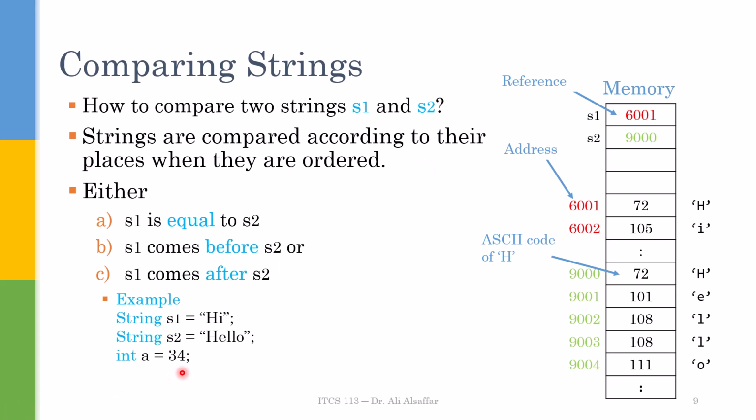However, for the integer a, if you look inside the memory, see the variable a, it holds the data directly. It does not hold a reference to the data. So this is why we say a is a primitive and S1 and S2 are class-based, because they don't hold the actual data, they hold the reference. However, for a primitive, they hold the data directly.